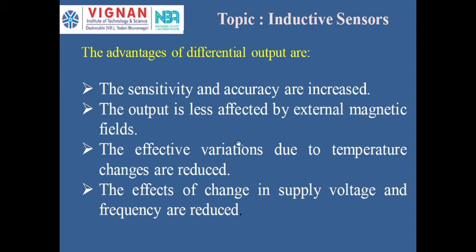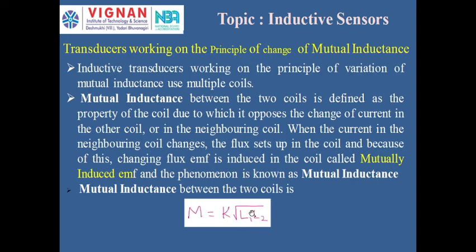Therefore, the output is less affected by external magnetic fields. The effective variation due to temperature changes is also reduced. The effect of change in supply voltage and frequency is also reduced. So these are some advantages of differential output. So finally we will see transducers working on the principle of change of mutual inductance. As already I told, mutual inductance is the property of a coil to induce an EMF due to the flow of current in another coil which is not physically contacted.